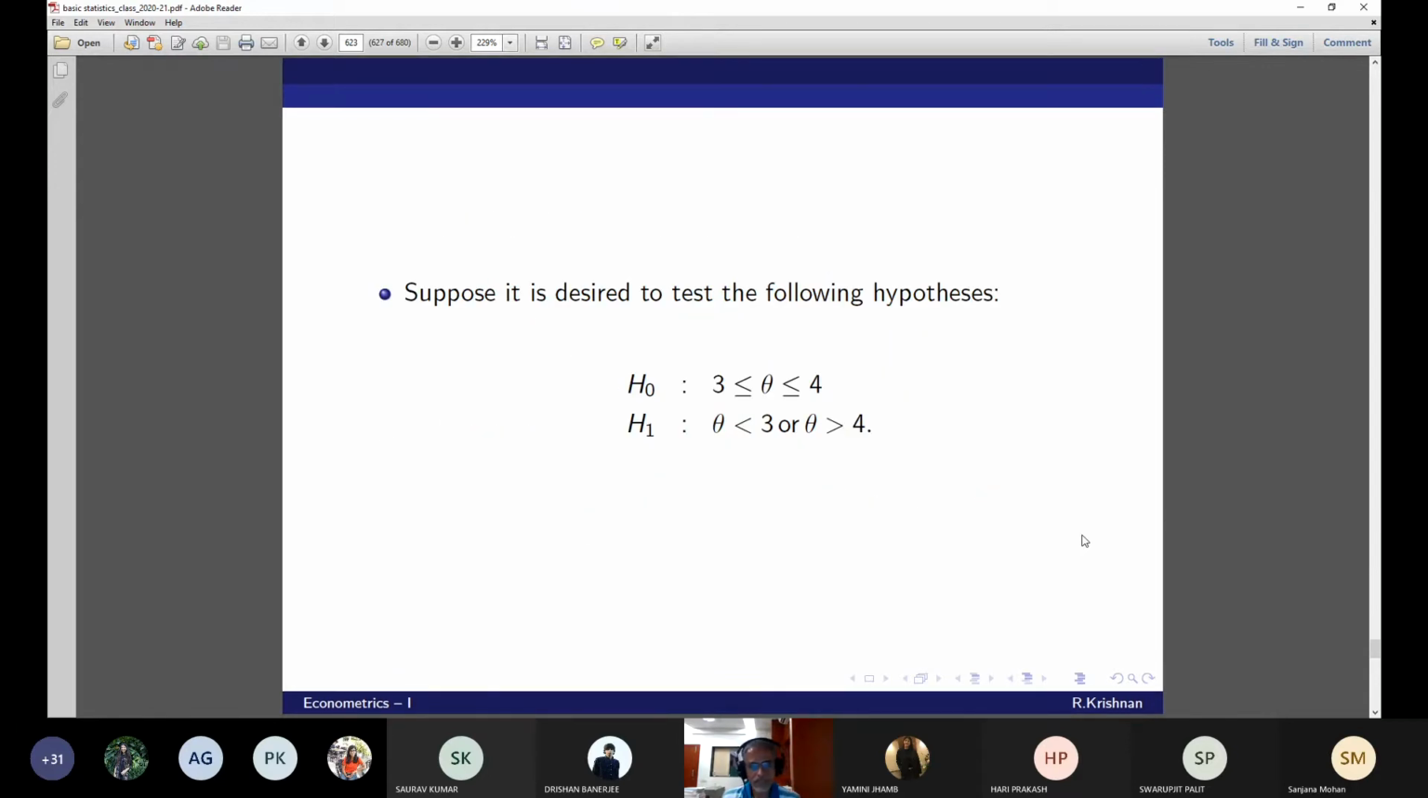Suppose I want to test the following hypothesis. The null: theta is between 3 and 4. The alternative: either theta is less than 3 or theta is greater than 4. Take it down.